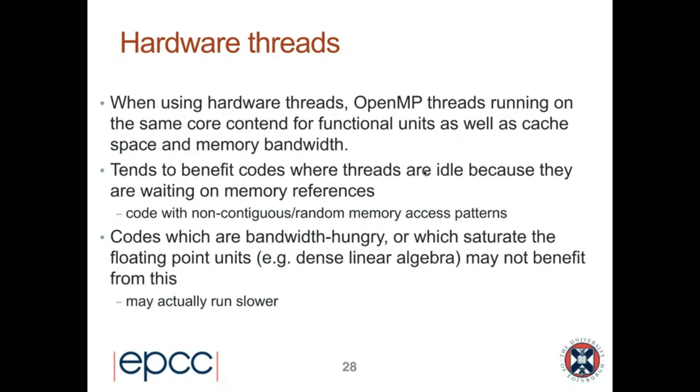So codes which are very bandwidth hungry, which are very common, or also codes which tend to saturate the floating point units, so dense linear algebra or fast Fourier transforms are examples of that, may not benefit from this. So it may actually turn out that using additional hardware threads actually causes your code to run slower.